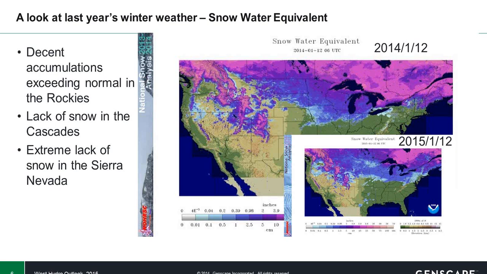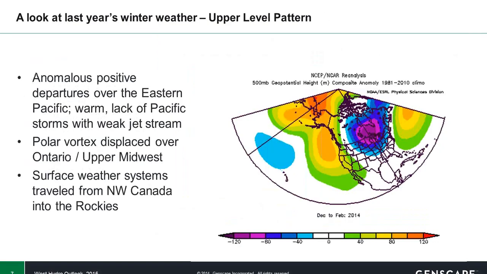So if we want to look at last year's upper level pattern, over December to February there was a pretty consistent pattern when we averaged out the whole 3 months of the winter. That was characterized by big high pressure over the Eastern Pacific, and then the polar vortex over the Midwest, and WEC was stuck between both patterns. And this has impacts at the surface.